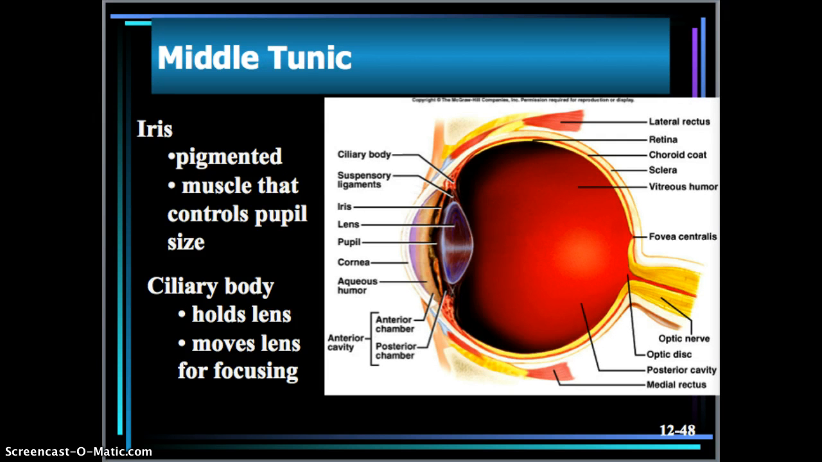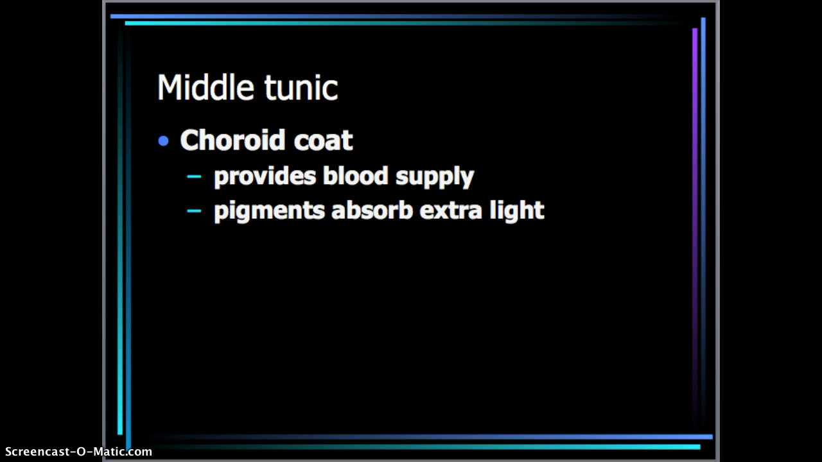So in the middle tunic, we have the iris and the ciliary body. The iris is pigmented, that's the colored part of your eye. And it's also the muscle that controls the pupil size, so it dilates or constricts your pupils. The ciliary body holds the lens in place, and it also moves the lens for focusing. And we're going to go into each of those in more detail.